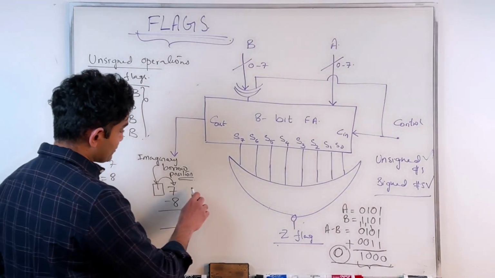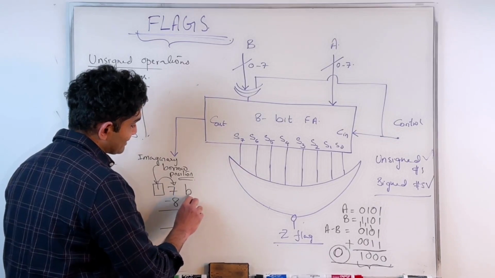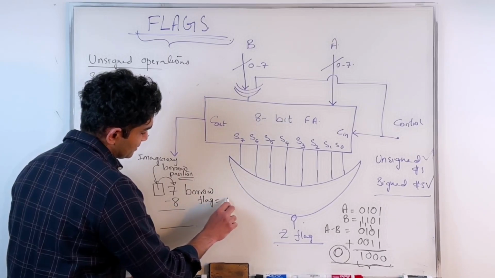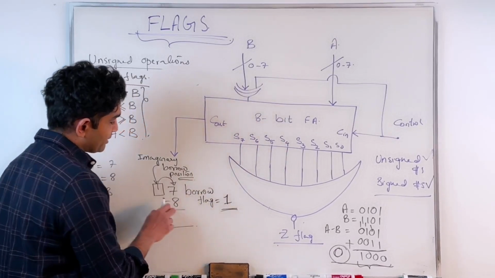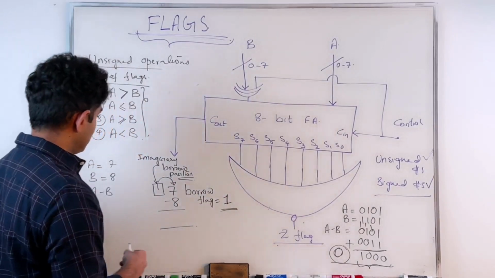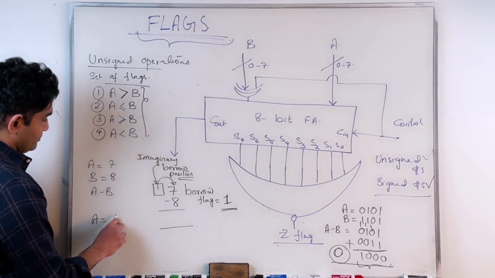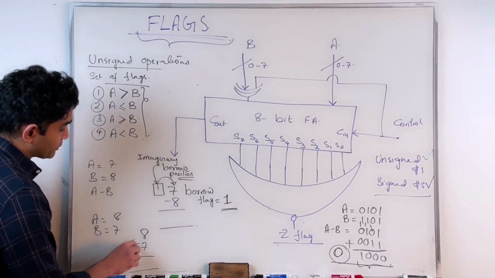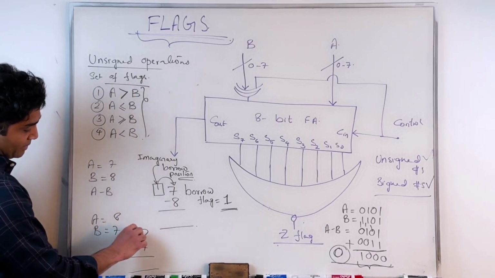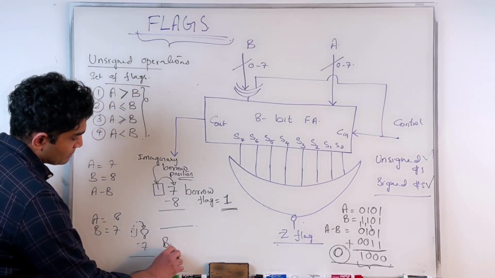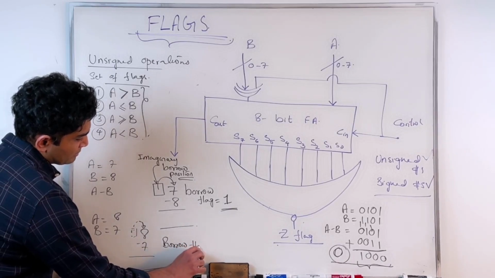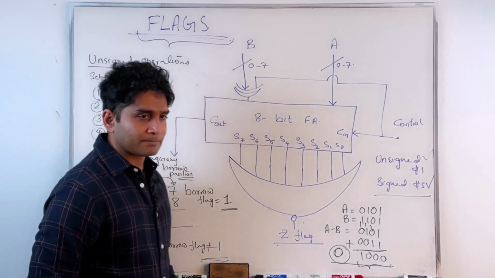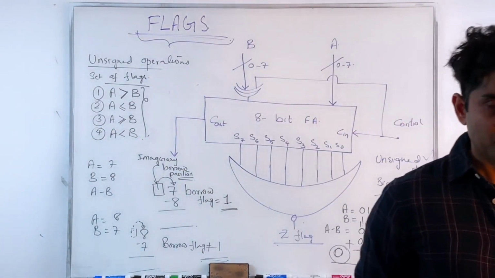Whenever I have to do that, my borrow flag is set. That indicates that yes, I have to borrow from an imaginary borrow. Of course, if my A is 8 and B is 7, 8 minus 7, I don't have to borrow from an imaginary borrow because I can subtract directly. In this case, my borrow flag is not set. Okay. Are you with me until this point?